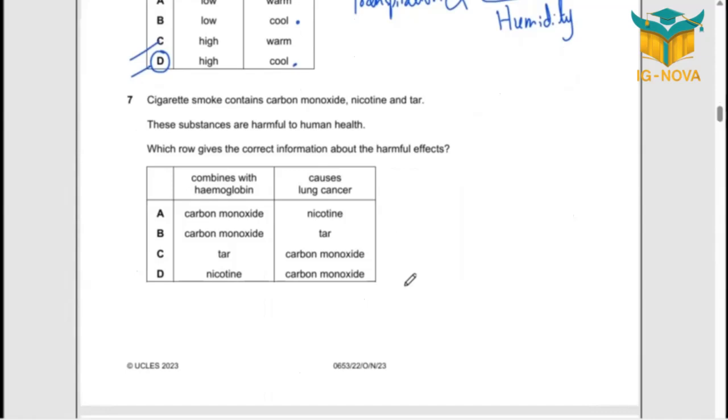Cigarette smoke contains carbon monoxide, nicotine and tar. Tar is lung cancer directly. Nicotine is addiction, and increases blood pressure. Carbon monoxide is toxic because it binds with hemoglobin. So combining with hemoglobin, this is a fact, carbon monoxide. Lung cancer is tar.